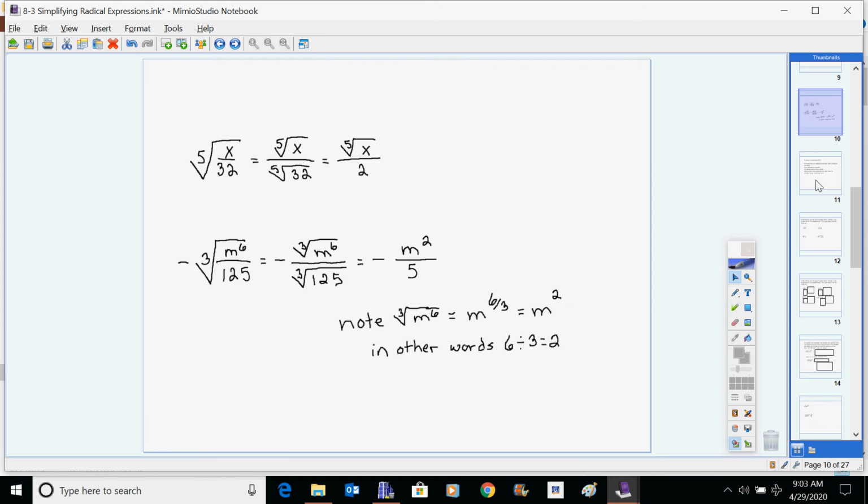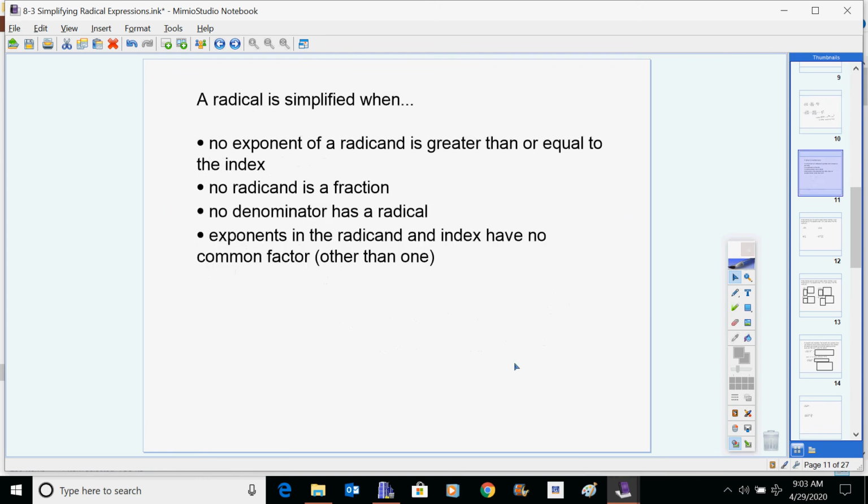Now you might want to know, how do we know that if something, a radical, is completely simplified? Okay, so we've got some rules here. You could jot them down for you to have so that at the end you're thinking about this.